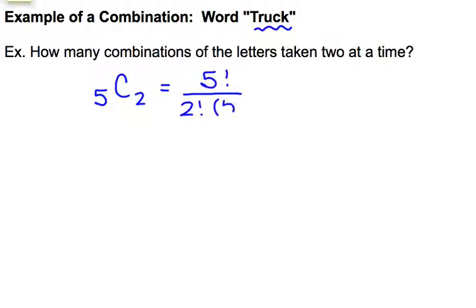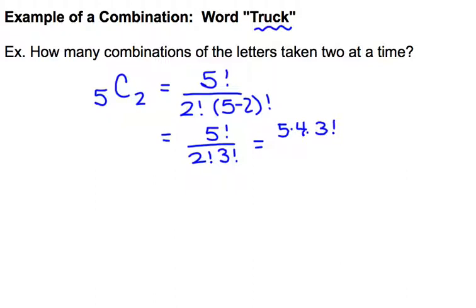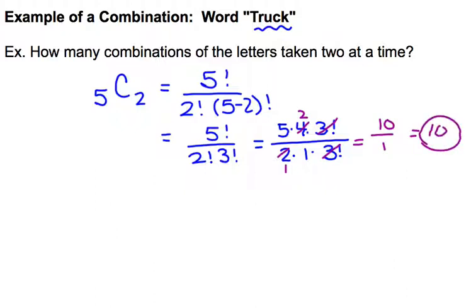Choosing 2. 5 minus 2 factorial. Simplify it. 2 factorial, 3 factorial. I'm going to start off by breaking down 5 times 4 times 3 factorial. I'm stopping there because I have a 3 factorial down below. Now I have a 2 and a 1 factorial, so that goes to 2 and 1. Cancel out the 3 factorials. Now I can reduce these 2 numbers by a 2, 1 and a 2. Now multiply across. 10 over 1 gives me 10 different ways to group the word truck in groups of 2 letters.